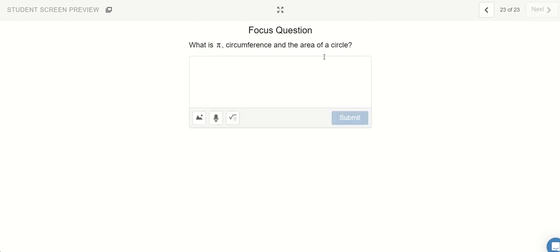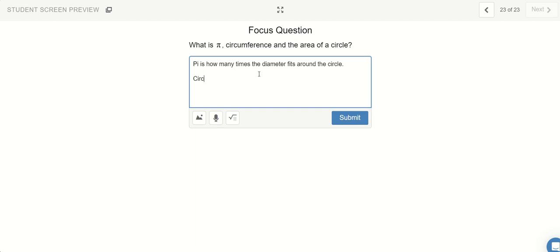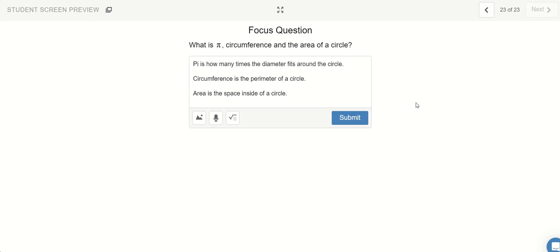Okay. So what is pi? Pi is how many times the diameter fits around the circle. Circumference is the perimeter of a circle, and area is the space inside of a circle. All right. Hope you found that video useful, and if you still have questions, let me know.